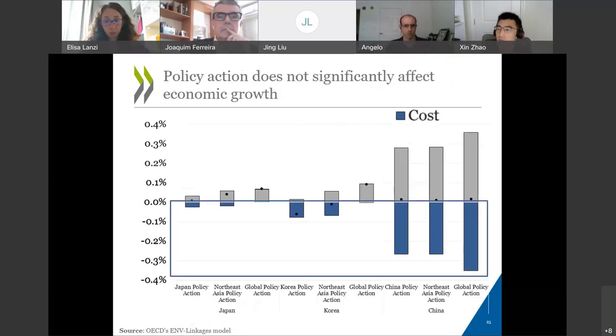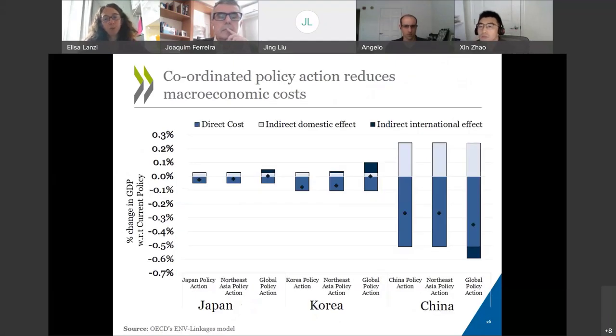Now, if we go instead to the costs, this is a decomposition that shows the difference between the direct cost, so the actual amount of monetary investments that are needed to deploy the best available techniques, and then the indirect effects, which we decompose into a domestic effect. So what happens internally is derived, for instance, by the fact that additional investment will also boost growth to a certain extent by creating new demand for certain technologies that need to be produced. And then there's an international effect, which reflects the role of policy action in other countries.